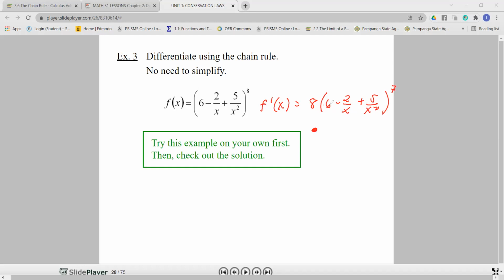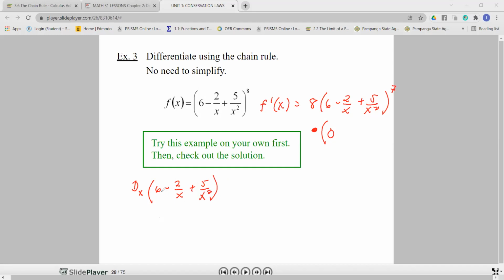Okay, the derivative of the quantity: the derivative of 6 is 0. And the derivative of 2 over x is what? We know this is 2x raised to negative 1, so I can write it that way. The derivative of 6 is 0. Now, how can we get the derivative with respect to x of 6 minus 2 over x plus 5 over x? I'm sorry, it should be x squared.